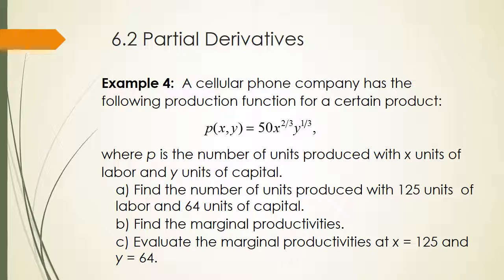And once you're done, evaluate the marginal productivities at X equals 125 and Y equals 64. After you've found B, put in 125 for X, and put in 64 for Y and get actual number answers. Sorry, I delayed that. Pause the recording, and if you need to finish that up, do that, and then resume to check your answer.